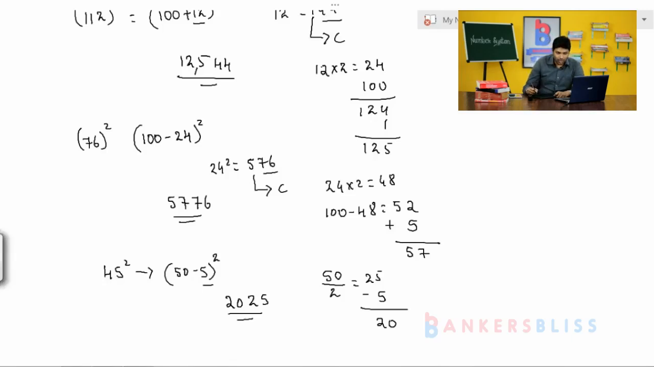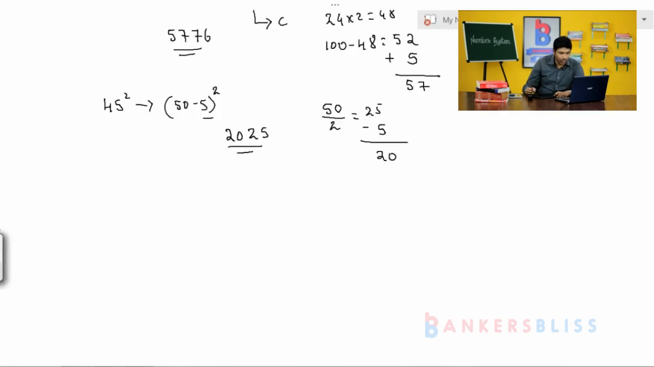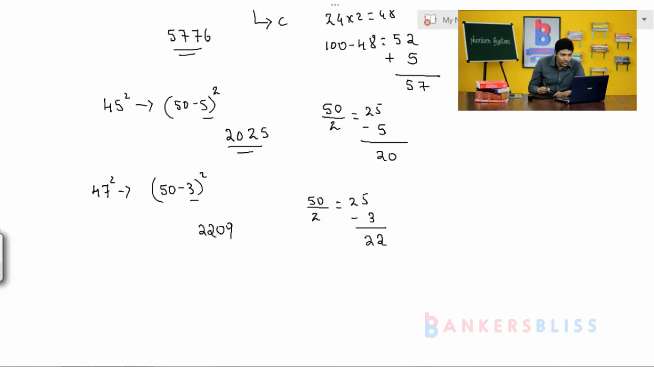Okay, let me take one more number. The number is 47 square. So 47 square, how to calculate? 50 minus 3, whole square. So 3 square, that is 9. Always you have to write two digits. Next, half of 50 is 25. In the middle you have the minus sign. So 25 minus 3, that is 22. So your answer is 2209. See how easy it is to calculate.